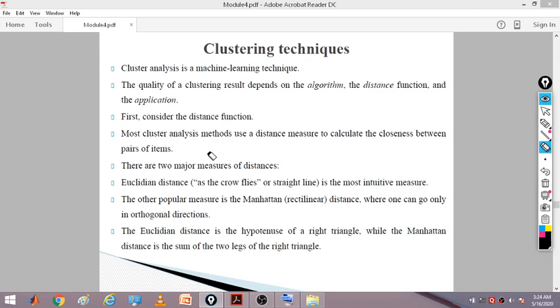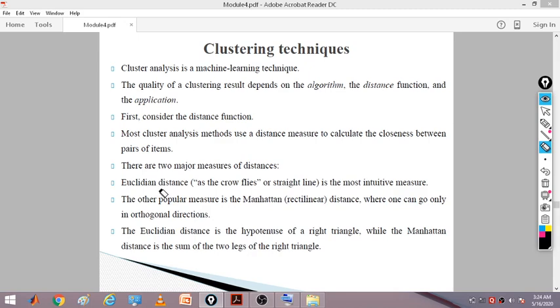Wherever the distance is found to be minimum, you put the new item into that respective cluster. There are two major measures of distance. Euclidean distance is the most normally used. The other measure is Manhattan distance, which measures in terms of orthogonal directions. You can search and Google it.